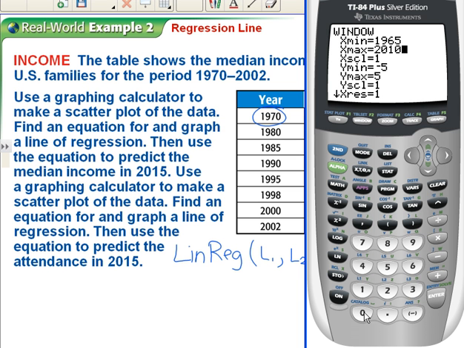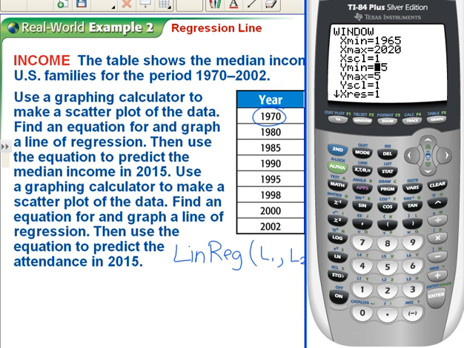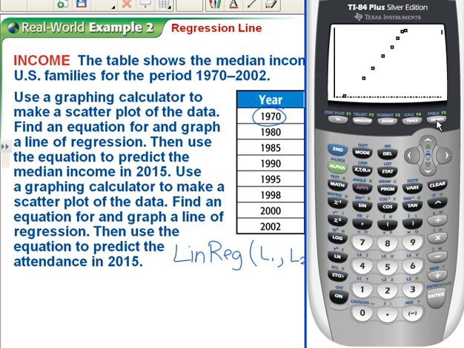Well, actually, we need to look at 2015. So it'd be good to go a little beyond 2015. How about 2020? We don't need to change our x scale. Our y minimum is right here. So we want to go below that. Maybe 9,000. And our y max, we maybe want to go with 53,000. And let's take a look at a graph of this. And our calculator makes a nice graph with the line running through it. And so you should sketch that graph down on your paper.